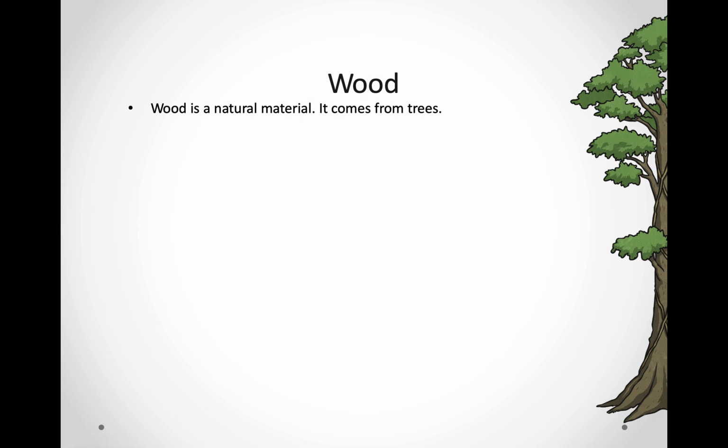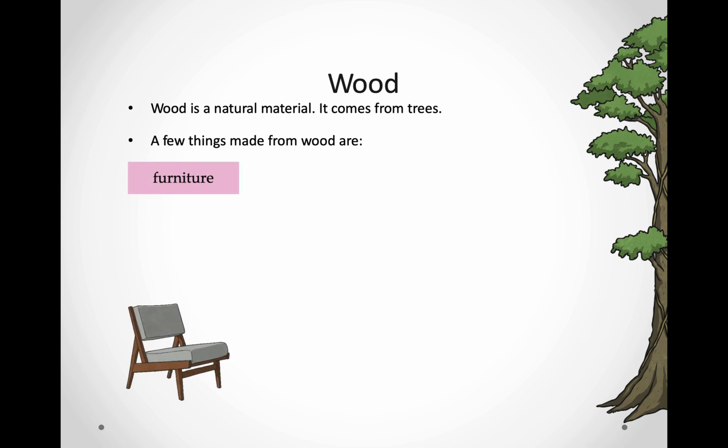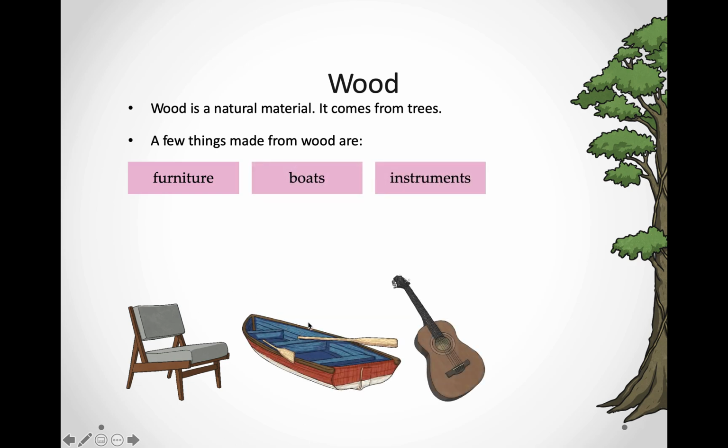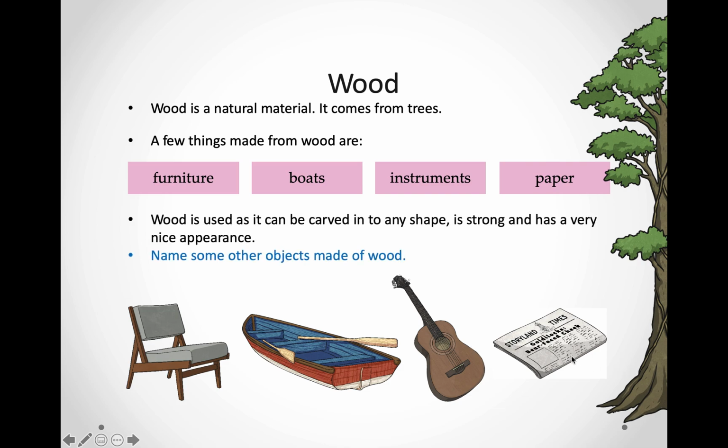Now let us look at wood. Wood is a natural material that comes from trees. Here are a few items that are made out of wood: furniture, boats, instruments, and paper. Wood is used as it can be carved into any shape and it is strong. It has a very nice look. As you can see over here, it is made into different shapes. Can you name some objects that are made out of wood?